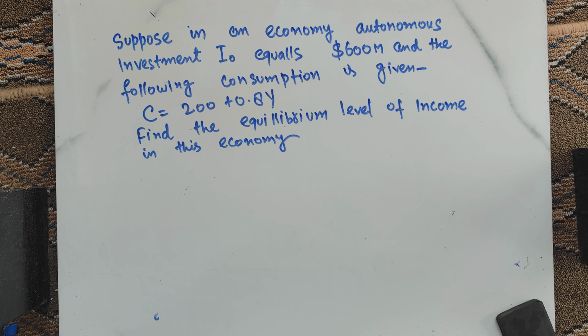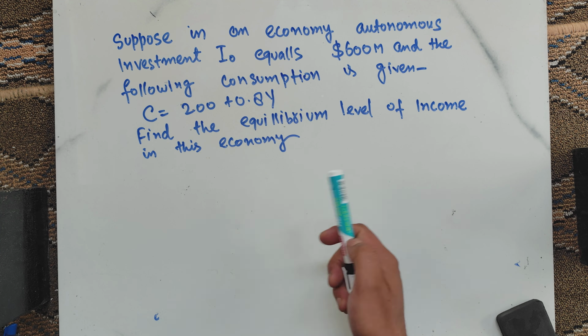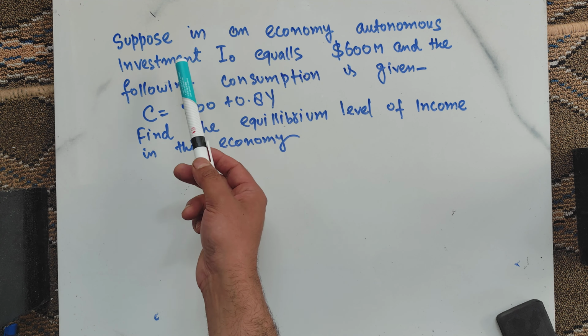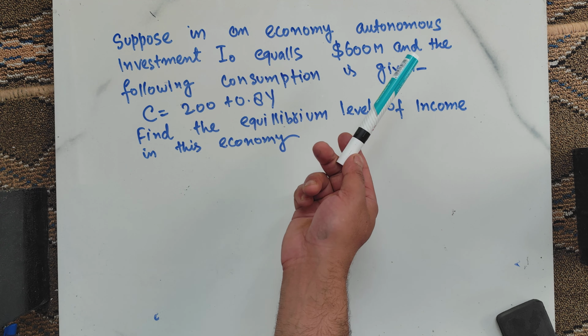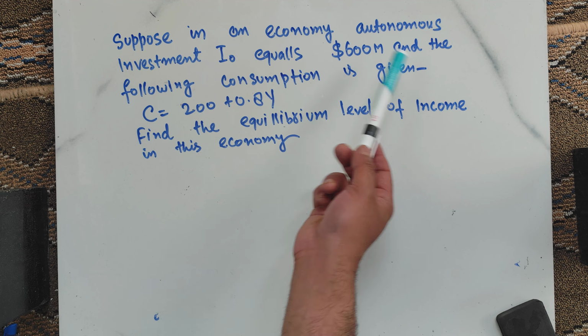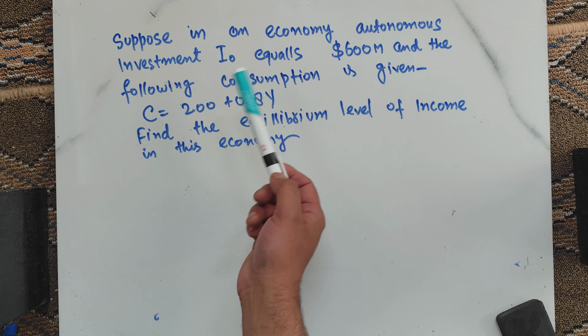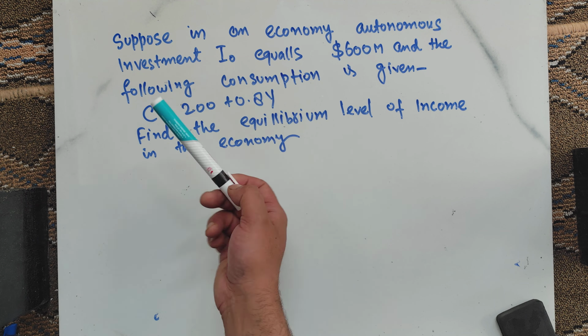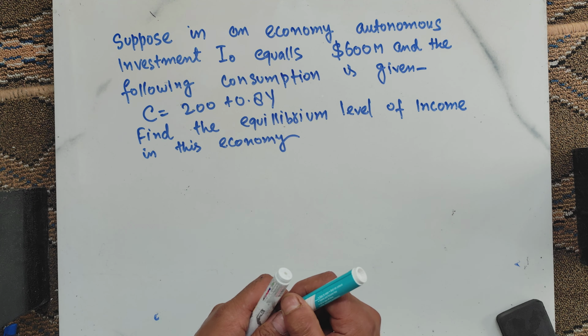In this video, we will learn how to find out the equilibrium level of income in an economy given the autonomous investment and consumption function. The question is, suppose in an economy autonomous investment, which is I naught, equals 600 million and the following consumption function is given as consumption is equal to 200 plus 0.8y. We are supposed to find out the equilibrium level of income.